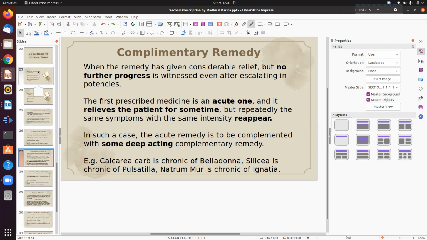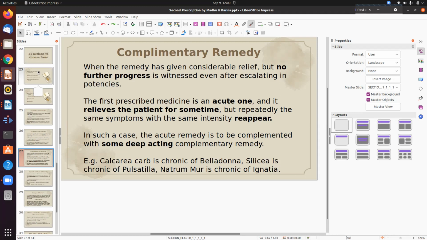And there is another situation. The first prescribed remedy is an acute one and it relieves the patient for some time, but repeatedly the same symptoms appear with the same intensity. It's like there is post-nasal discharge. The patient comes with post-nasal discharge, and with the symptom similarity we prescribe Pulsatilla. Again the patient comes after 15 days, again we prescribe Pulsatilla. So this is the acute stage coming back again and again. We see that this is an acute exacerbation of the chronic disease, and we have to take the case in totality. This time we have to give the deep acting remedy to stop the recurrences.